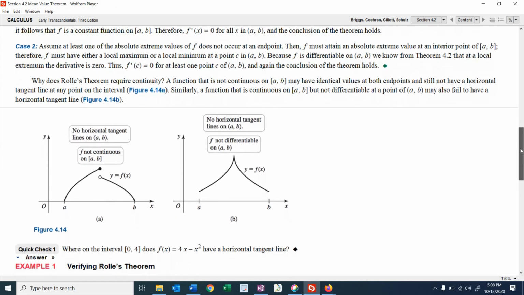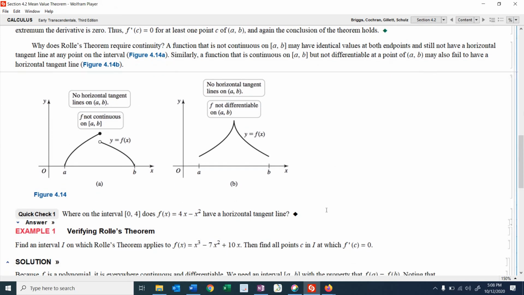Okay, so next time I'm going to do an example where we actually apply Rolle's theorem.